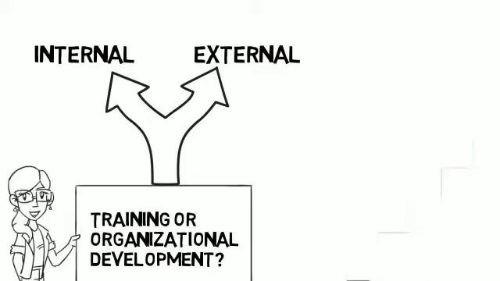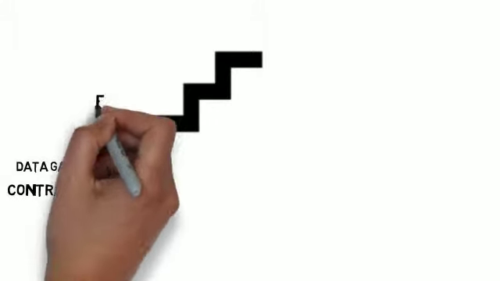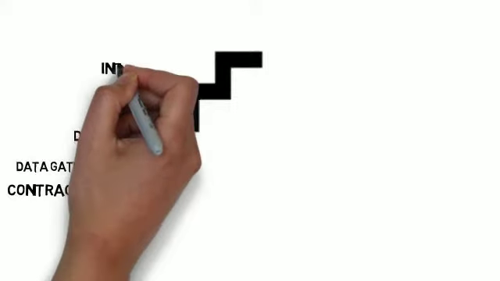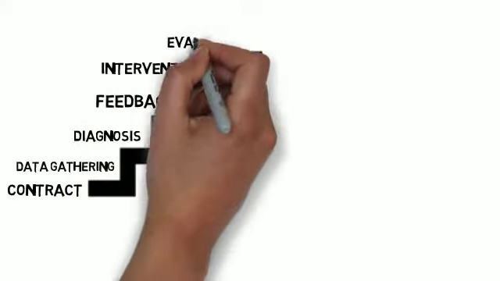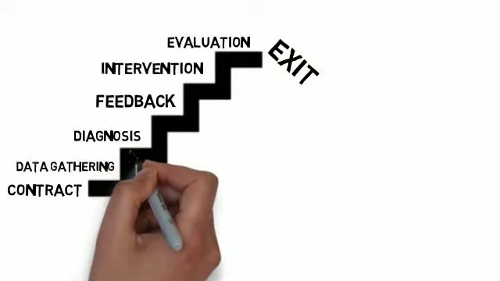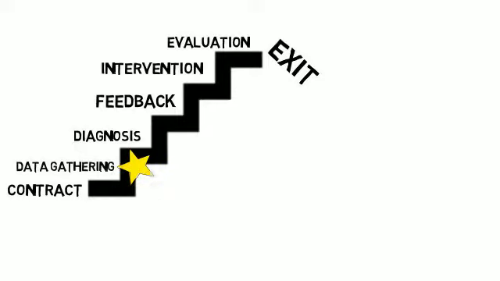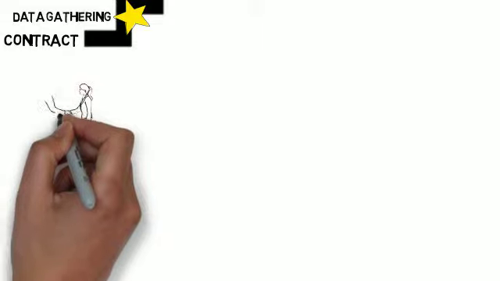The OD consulting process has an entry stage, which consists of establishing a contract, data gathering, diagnosis, feedback, intervention, evaluation, and exit. The data gathering stage is one of the most important steps of the process, next to contracting, which is critical to outline who is responsible for what in the intervention.